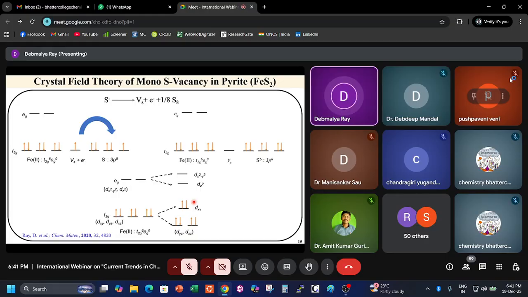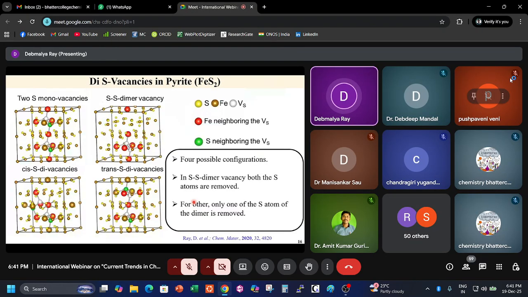So then we realized, okay, the monosulfur vacancy will not work. How about disulfur vacancies? Again, when we looked here, we realized there are 4 possible ways we can create disulfur vacancies. One is if I have 2 isolated sulfur monovacancies. Another, since the iron center here is octahedral, we can remove 2 sulfur atoms in a cis configuration. We can remove 2 sulfur atoms in a trans configuration, or we could remove both sulfur atoms which were part of one sulfur-sulfur dimer.